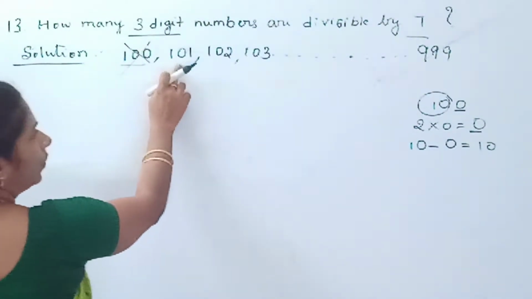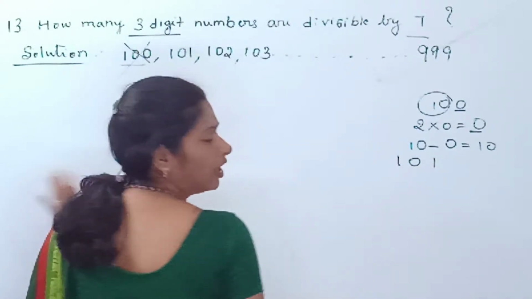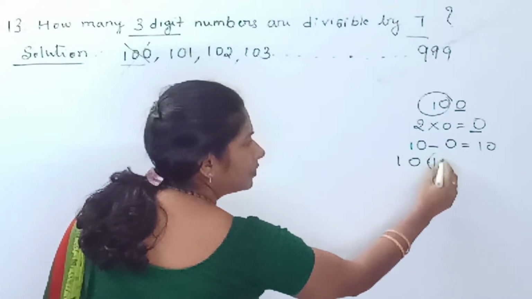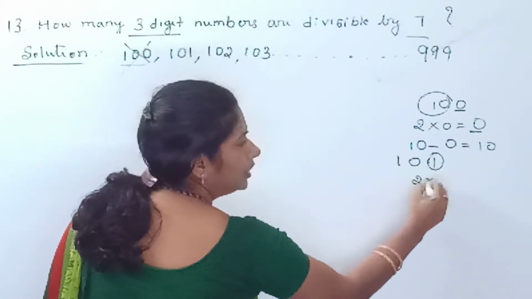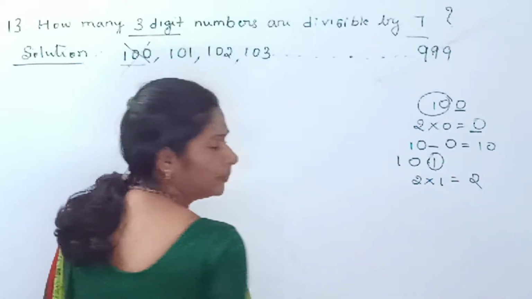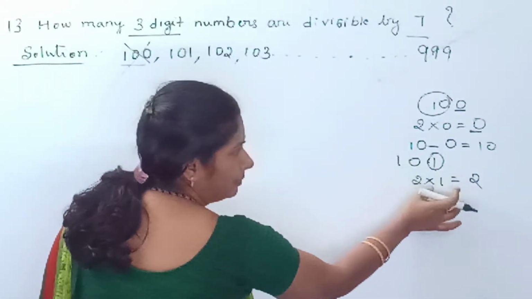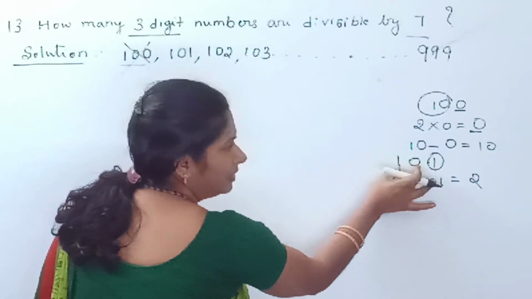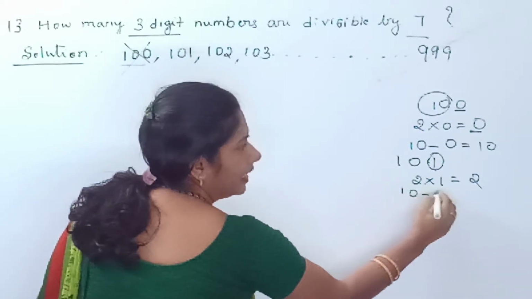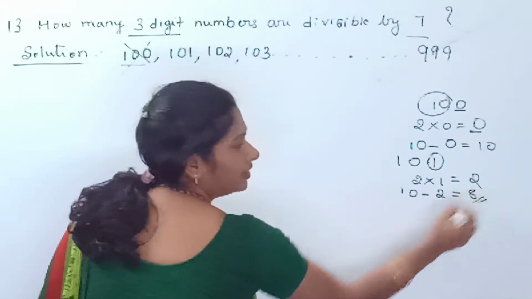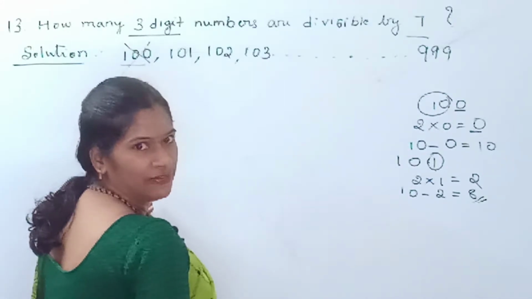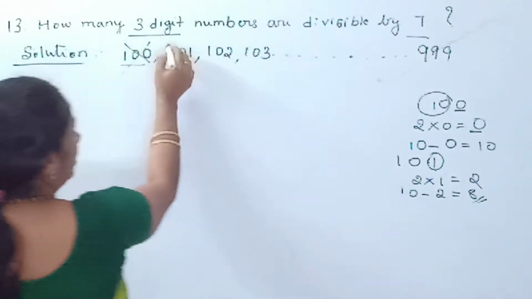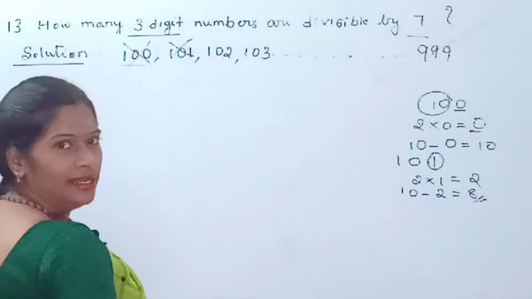Then let us check 101. So 101, how will you check, children? Apply the divisibility rule. What is twice the unit digit? 2 into 1, it is 2. Now we have to subtract twice the unit digit from the remaining part of the number. What is the remaining part of the number? It is 10. 10 minus 2 is 8. Even 8 is not a multiple of 7, and it is not 0 also. So what is your conclusion? 101 is also not divisible by 7.